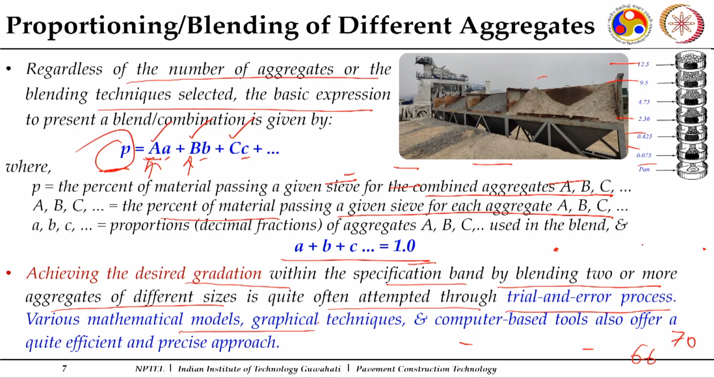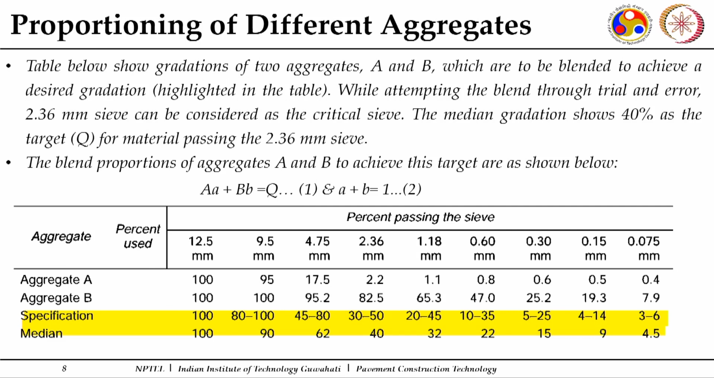And now various mathematical and graphical as well as programming tools are available, through which you can attempt a quick and easy approach to get these blends. I will just give you an example here. There is a requirement, and 2 aggregates are given, A and B. I have 2 aggregates with me for a particular work, and my specification says that for the mix I need to produce, the required aggregate gradation ranges are these.